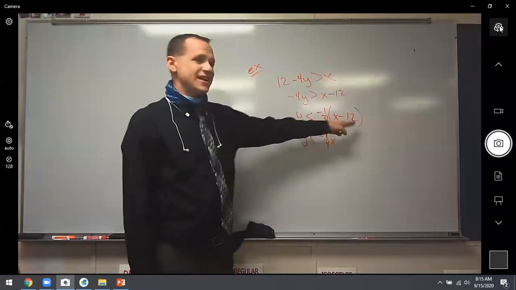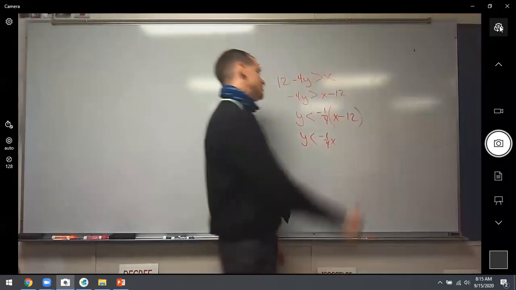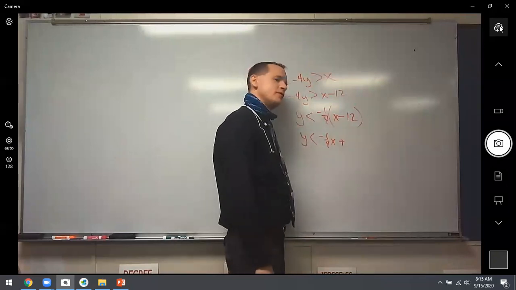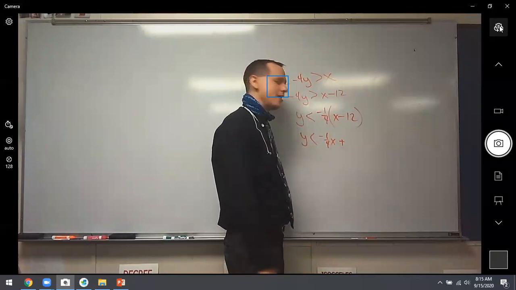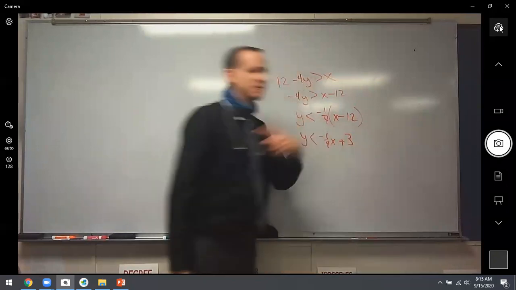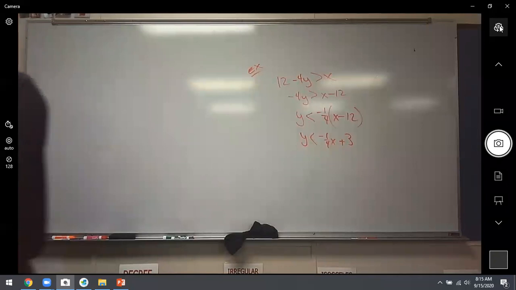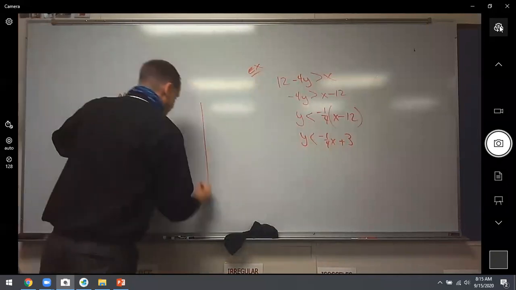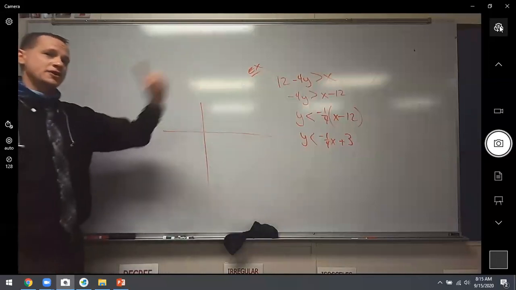Negative a fourth times negative 12 would be positive. What's a 1/4 times 12? What's a fourth of 12? Yeah, so that's better. I like that because that's in kind of slope-intercept form, right? Very easy to graph. So by hand, I know this thing has a y-intercept of 3.